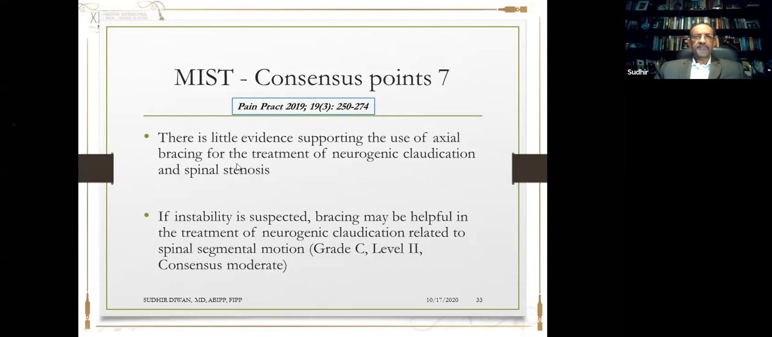There is very little evidence supporting axial bracing. However, if there is intermittent instability of the spine, sometimes the brace is helpful.